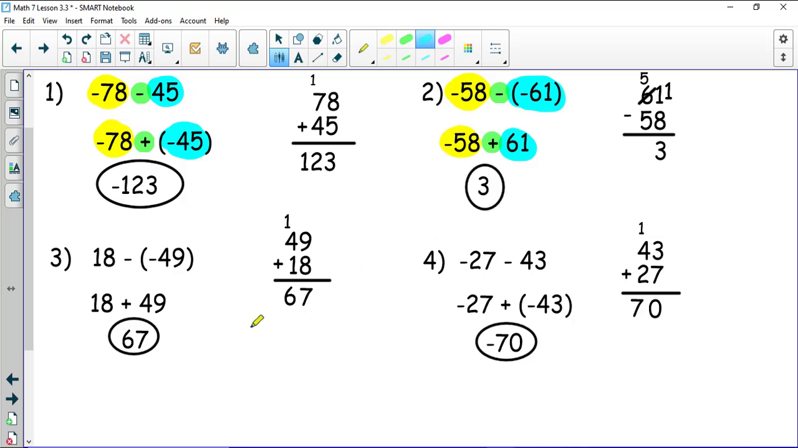All right, number 3. This is kind of a strange example because we have a positive minus a negative. So we have 18 minus negative 49. That 18 is going to stay the same. Subtraction is going to become addition. I'm going to catch up to my words here. And then our negative 49 is going to become positive 49. So this problem is a whole lot easier to do when we rewrite it as addition.